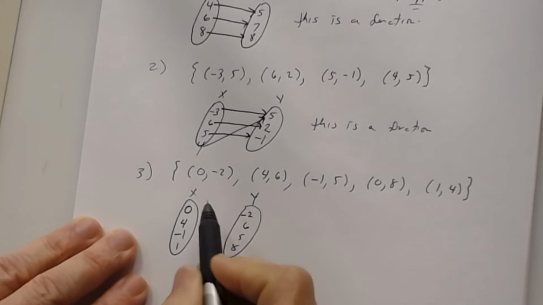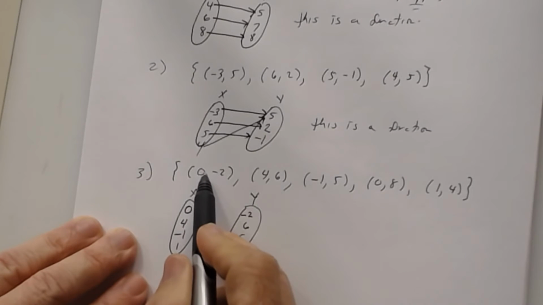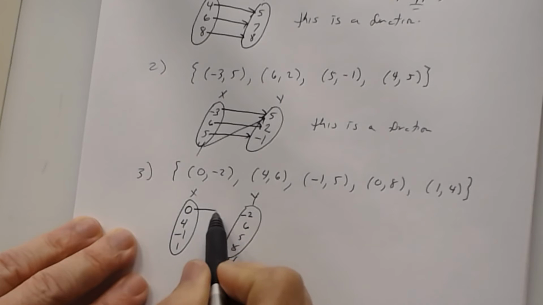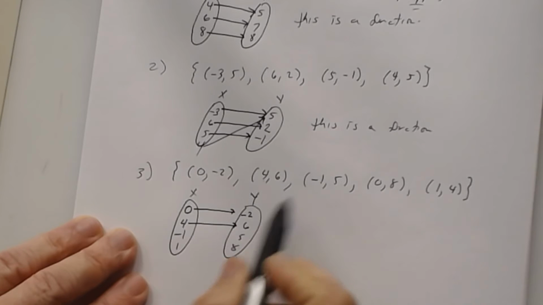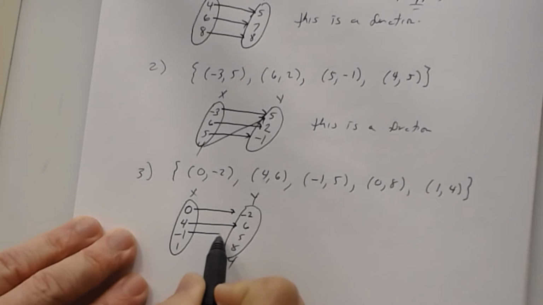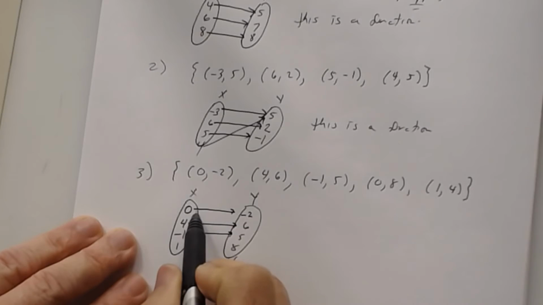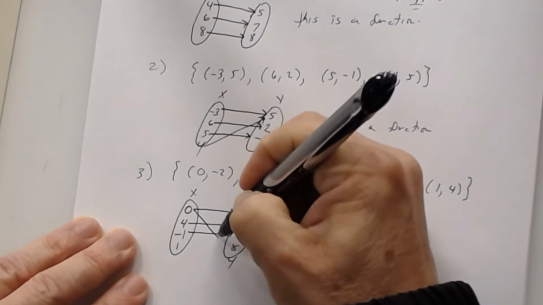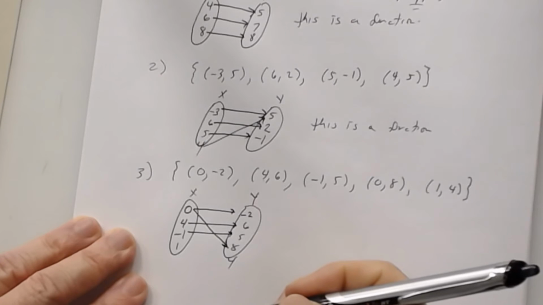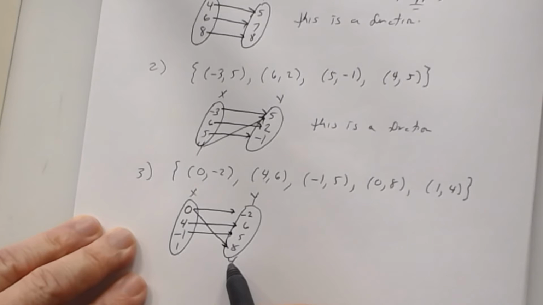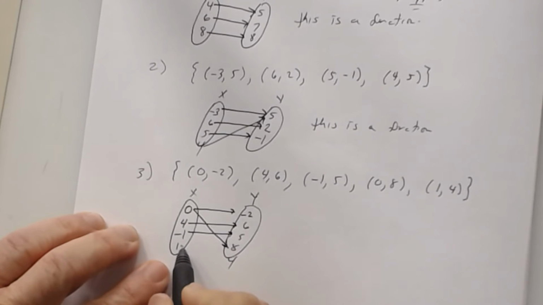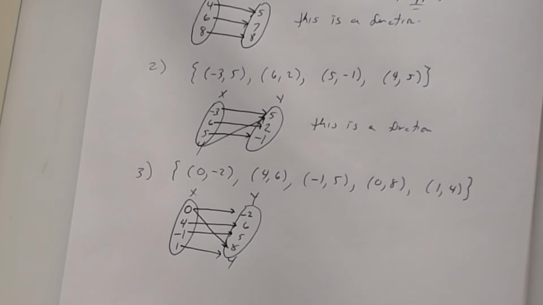Okay. When x is 0, let's start with the first point. When x is 0, it gets mapped to what number? -2. When x is 4, it gets mapped to what number? 6. When x is -1, it gets mapped to what number? When x is 0, it gets mapped to what number? 8. And in fact, I can stop at that point. Because notice when x is 0, how many y values do I have? 2. In order for it to be a function, I've got to have what? 1 y value. But you can go on. When x is 1, what's my y value? 4.